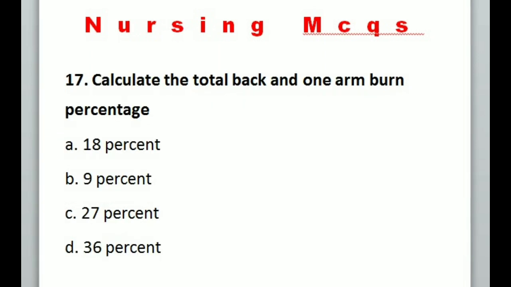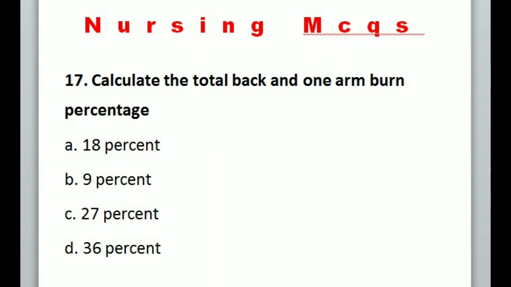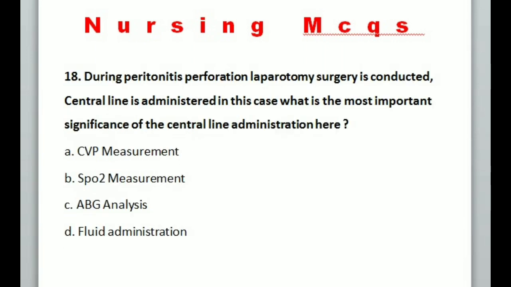17. Calculate the total back and one arm burn percentage. A. 18%. B. 9%. C. 27%. D. 36%. Correct option is C. 27%.